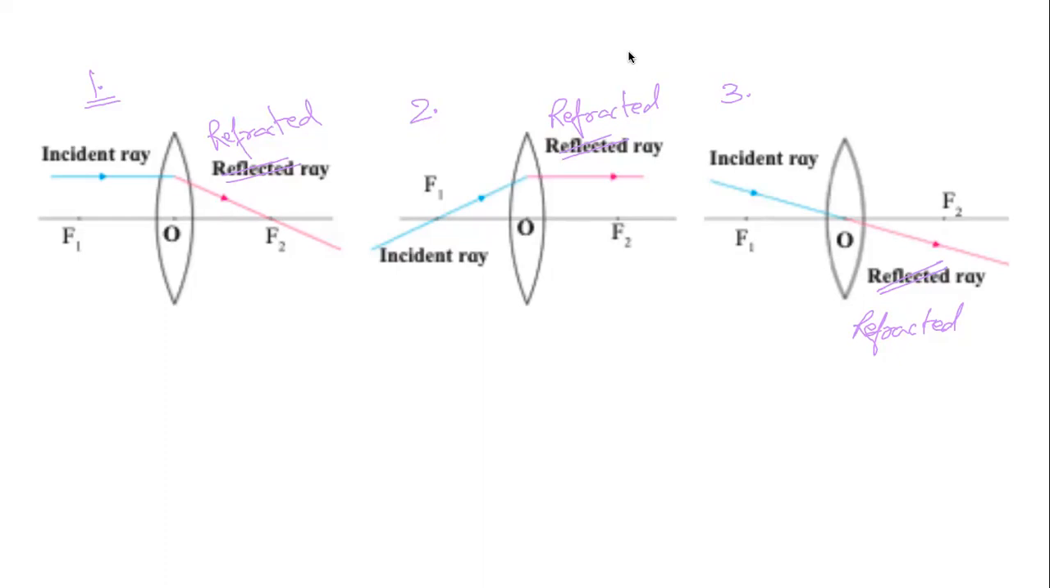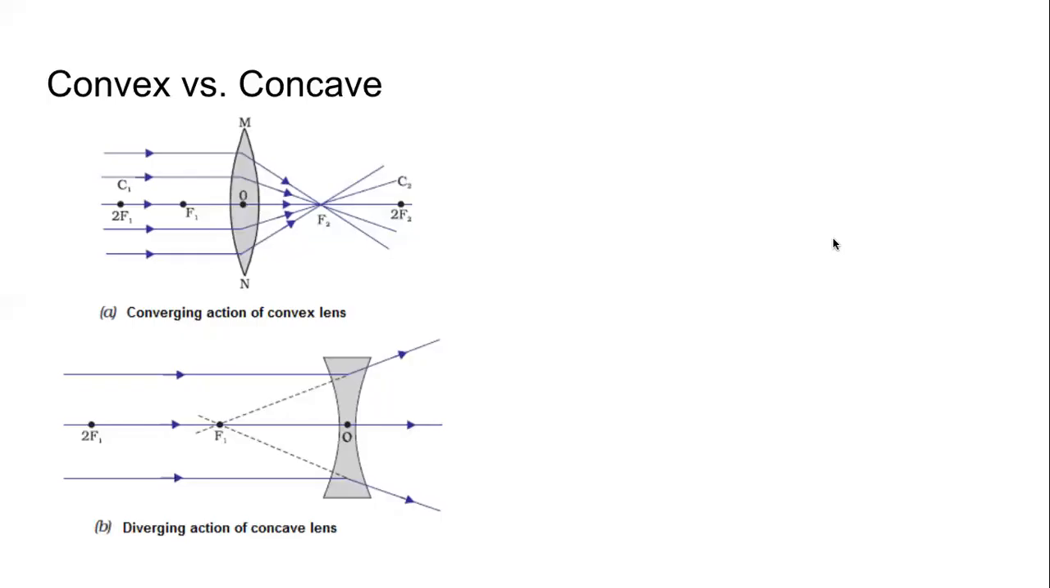These are the 3 rules. Using these 3 rules, we will be able to draw the ray diagrams, and those ray diagrams will help us understand where the image will be formed and how the image will be, without doing many experiments. Just by geometry and maths, we will be able to work it out. At this point, let us remind ourselves the basic difference between a convex lens and a concave lens.